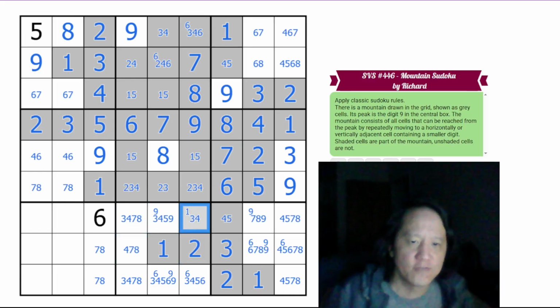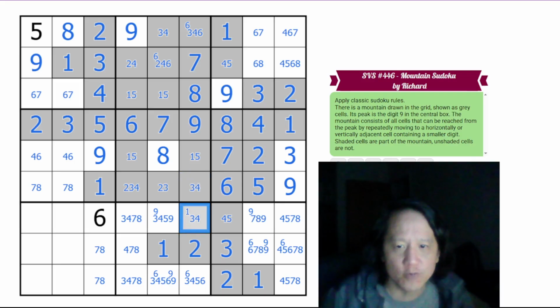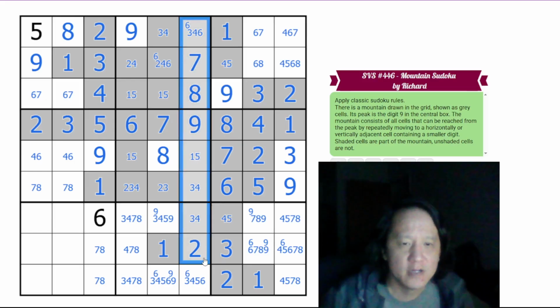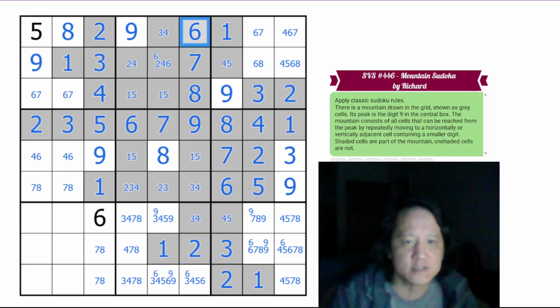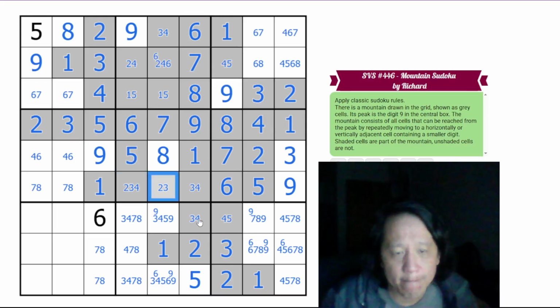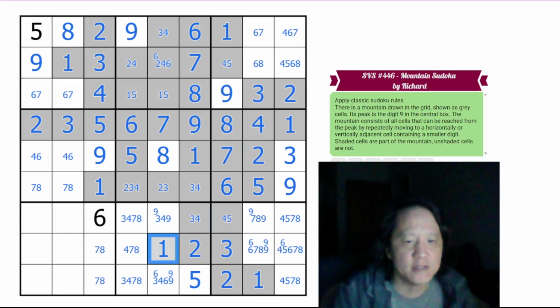So this is 3 or 4. This can't be 2. So we have a 3, 4 pair in column 6, which eliminates 3 and 4 in the rest of the column. So this can't be 3 or 4. This is 6. This can't be 3 or 4 or 6. So this is 5, which makes this 1, which makes this 5. That eliminates 5 in the rest of the box.